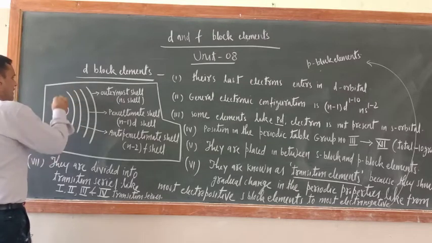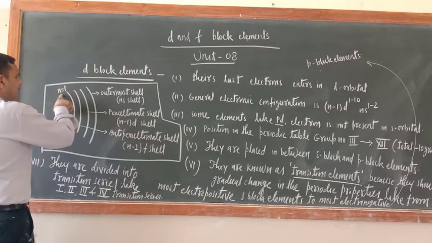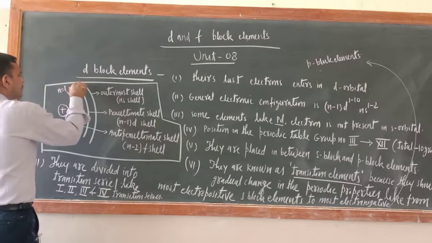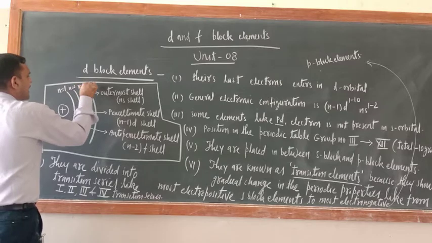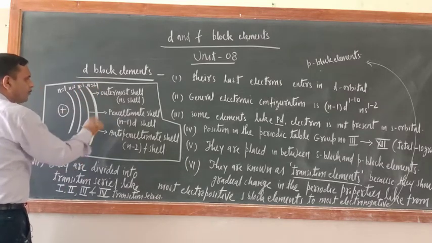This is n equal to 1, the principal quantum number is 1. Then n equal to 2, n equal to 3, and the last one is n equal to 4. So this one is the last shell, the outermost shell.